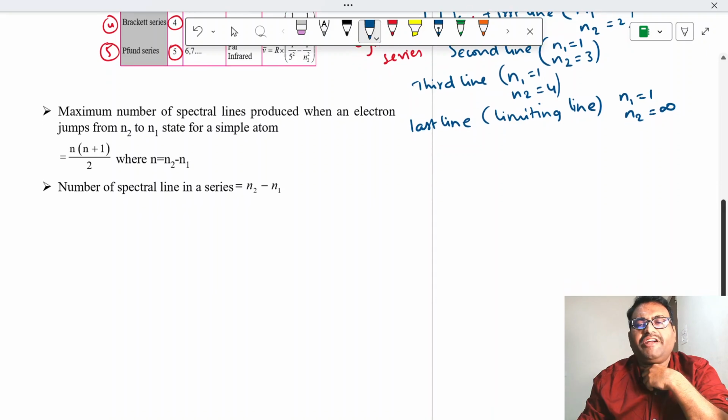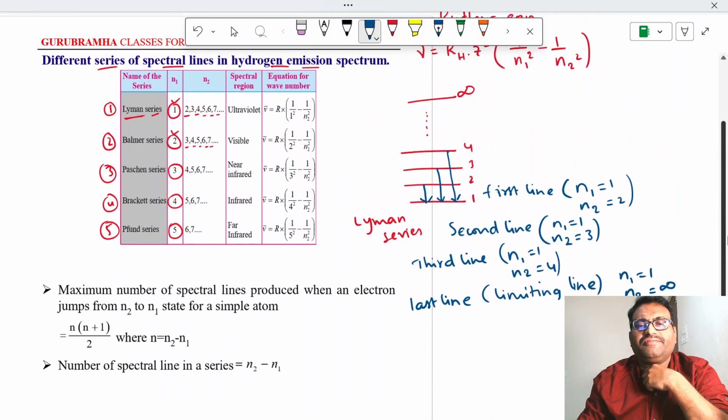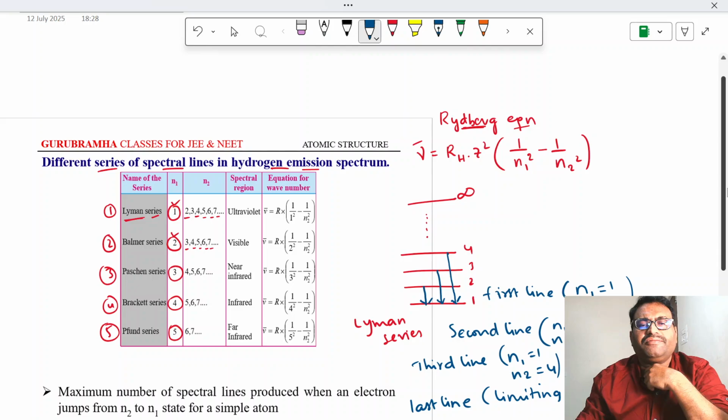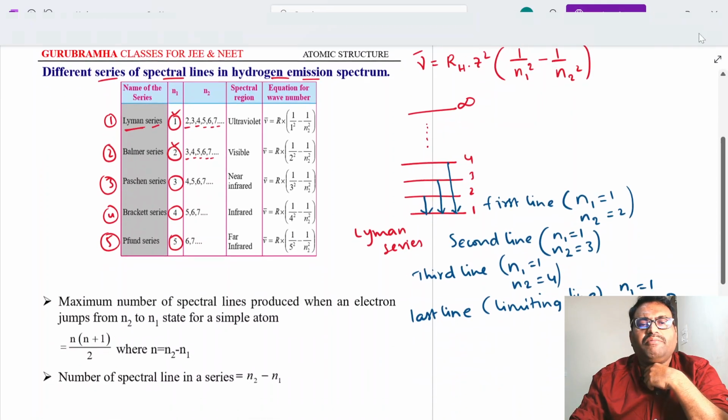The same can be applied for the Balmer series. For example, let us take the Balmer series.